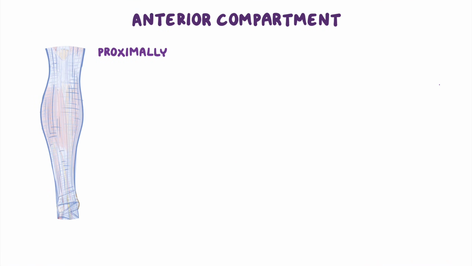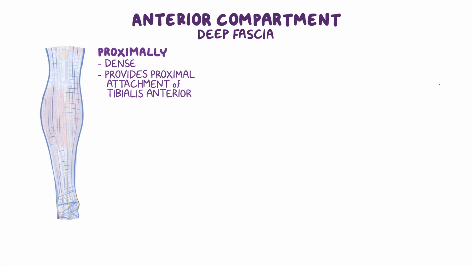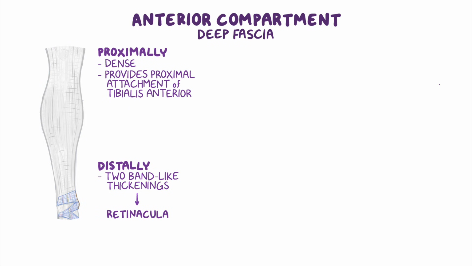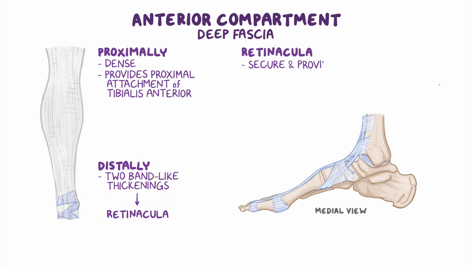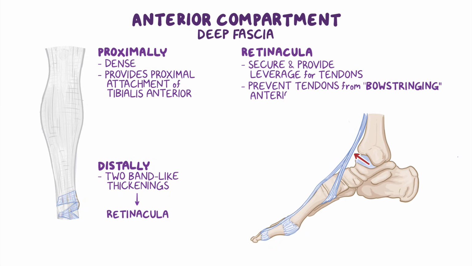Now, proximally, the deep fascia overlying the anterior compartment is dense, providing part of the proximal attachment of the muscle immediately deep to it, the tibialis anterior. Distally, the deep fascia presents two band-like thickenings organized as two retinacula. Retinacula help secure and provide leverage for the tendons of the anterior compartment muscles before and after they cross the ankle joint. Specifically, the retinacula prevent these tendons from bowstringing anteriorly during movement of the joint.